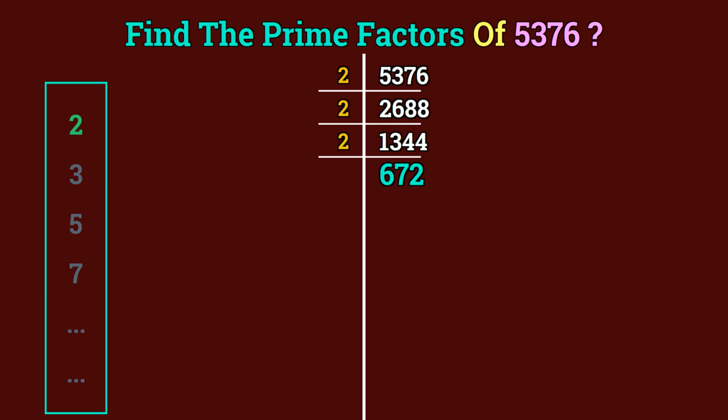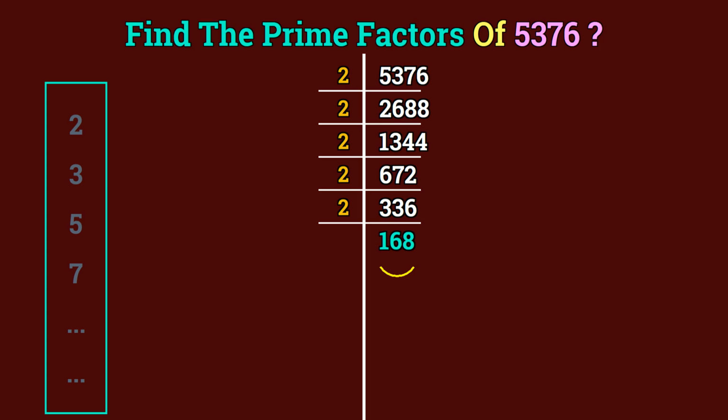Dividing 672 by 2, which equals 336. So 672 divided by 2 equals 336. Dividing 336 by 2, which equals 168. So 336 divided by 2 equals 168.